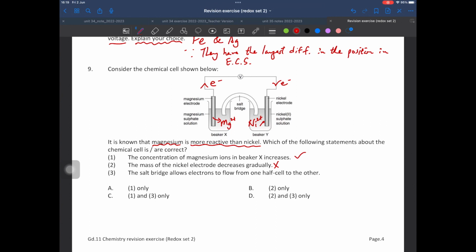3. Stoppage allow electron flow? No. Only metal can allow electron flow. And the basic principle for the stoppage is there is nothing pass through from one beaker to another, right? So 3, no. So the answer is A.